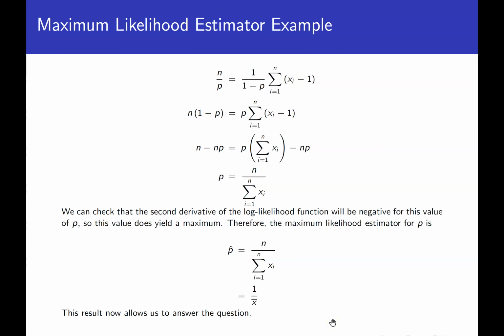So this allows us to answer the question. Remember, the question was based on the sample of 7, 9, and 2. What would be your best guess, your maximum likelihood estimator for P? Well, the sample mean is 6. It's not too hard to figure that out. So your P hat, your maximum likelihood estimator in this case, will be 1/6.